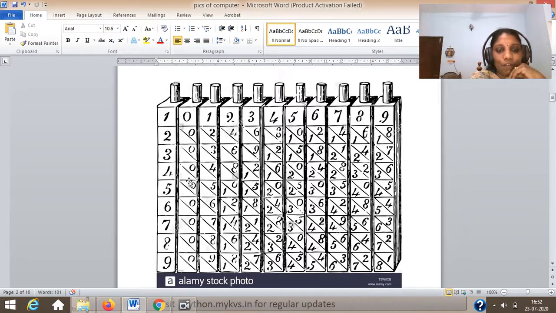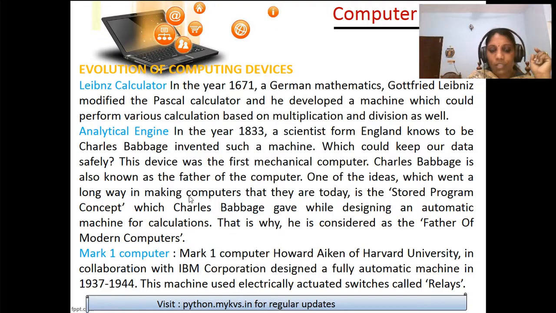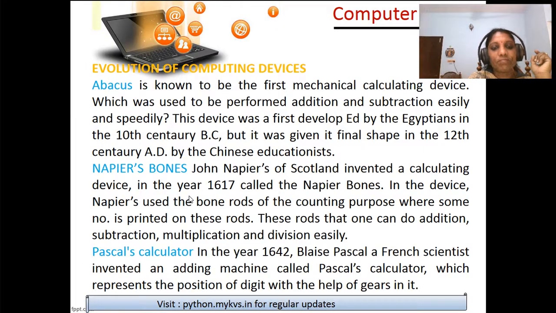See, the numbers are found here. Maybe the multiplication and division are performed by changing the order like this. There are lots of pictures, and the most convincing picture which I found was this one. Okay, so let's move on.